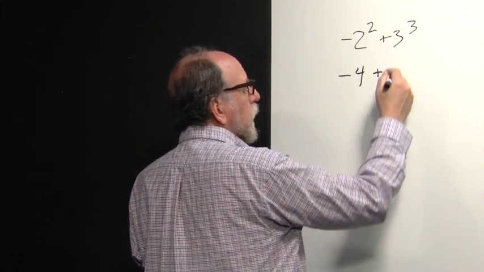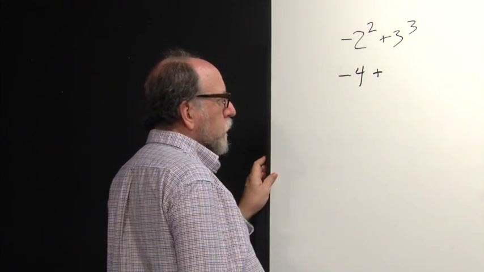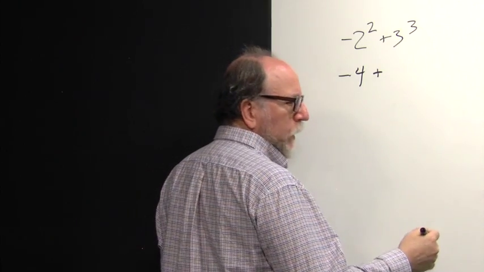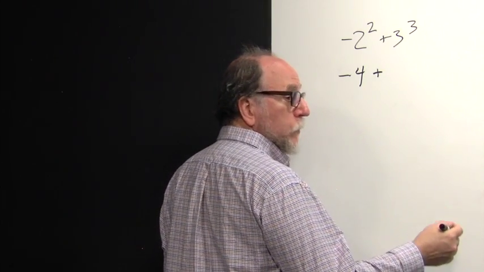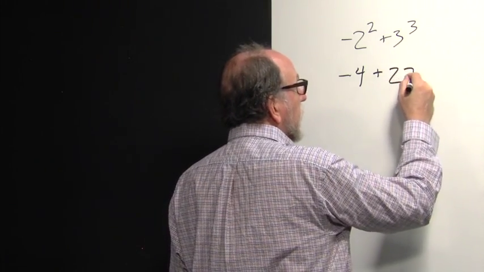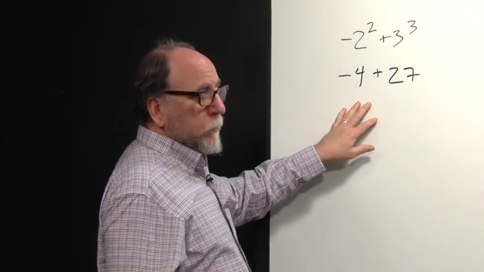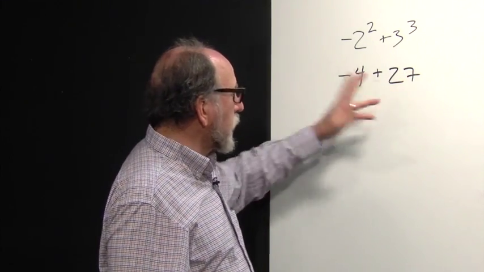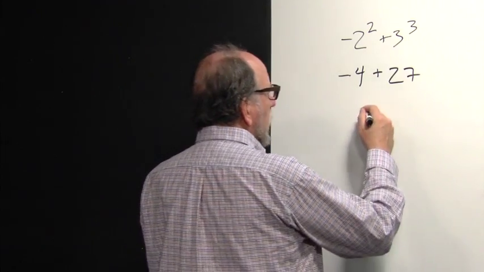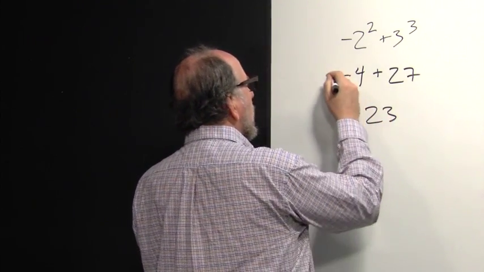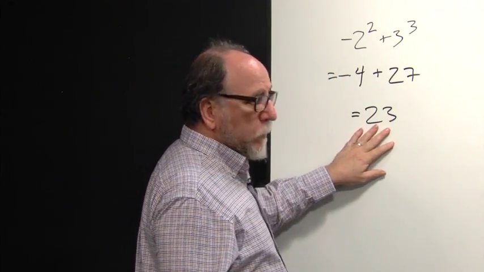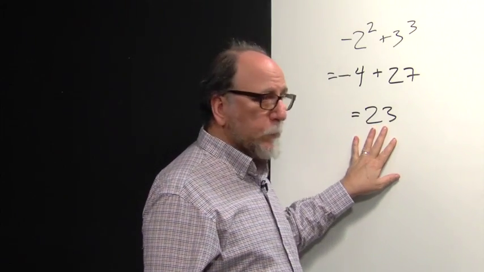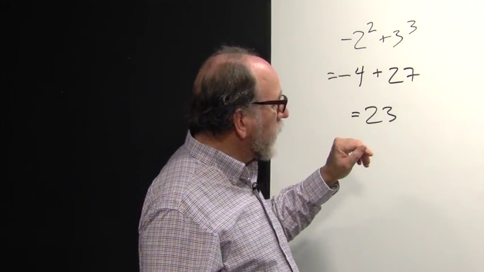Since there's a plus sign, we can go ahead and take care of this exponent. What's 3 to the 3rd power? That's 3 times 3 is 9, times 3 is 27. And then now we can add those two. What's negative 4 plus 27? That's like 27 minus 4, 23. So that's how we would apply the order of operations to that problem. Okay, moving on to the next one.